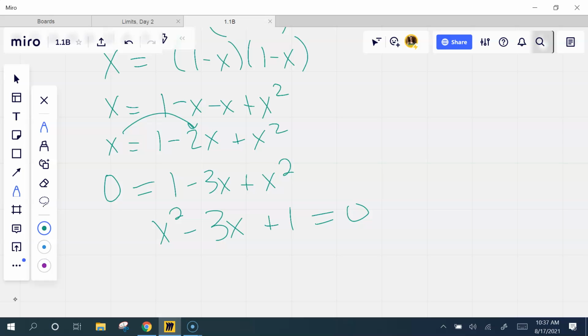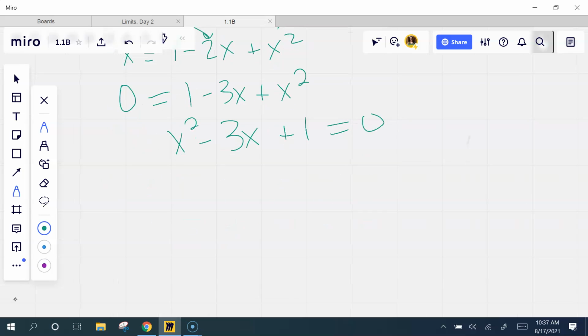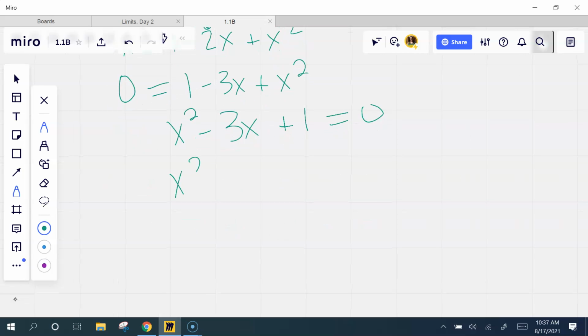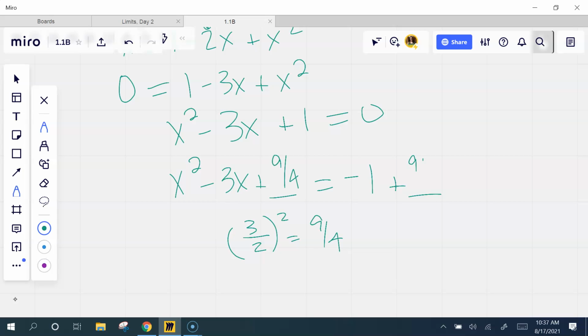Want to complete the square? Okay. I like completing the square. All right, so if I take half of 3 and square it, I end up with 9/4. That's going here, and it's going here.